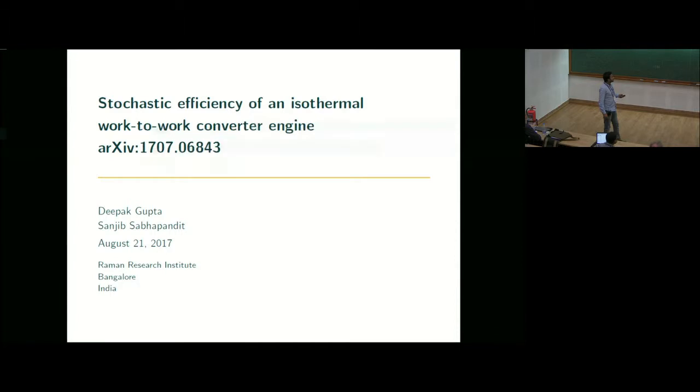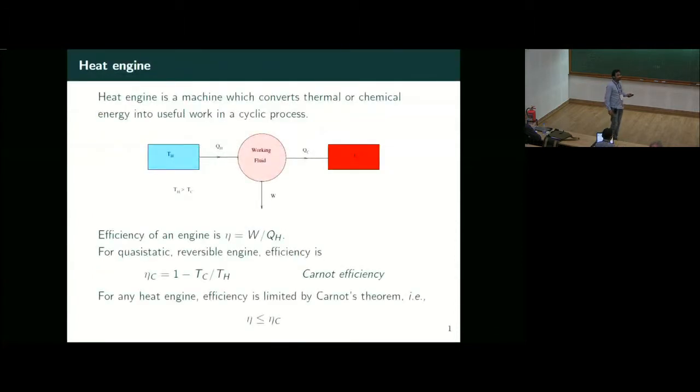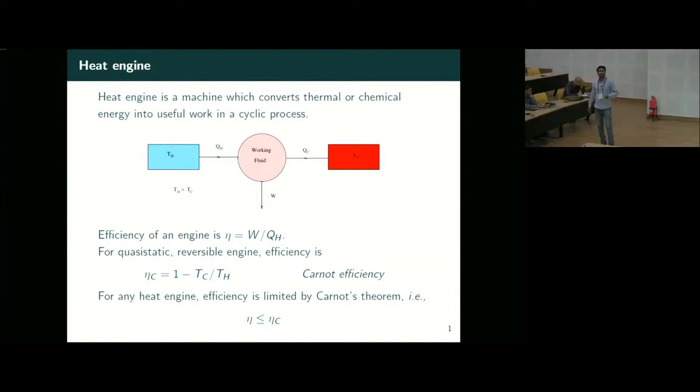Okay, so first we'll discuss what a heat engine is. A heat engine is a machine which converts thermal or chemical energy into useful work in a cyclic fashion. Here we have a working fluid, like a gas and piston, which is connected to heat reservoirs. TH is the hot reservoir and TC is the cold reservoir. It extracts heat QH from the hot reservoir and performs some work W, and the rest of the heat it dumps into the cold reservoir. The efficiency is given by the work performed over the cycle divided by the heat extracted from the hot reservoir.